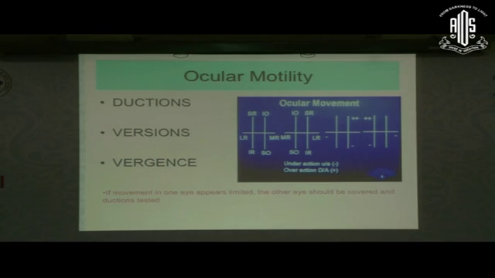You do version, and you come here and you find the eye is not moving this way. Then this eye is not moving this way, okay? So you do a quick duction movement. Cover this eye, do a duction movement. That is how you use them in tandem: version, not moving, duction. That's how you use them.